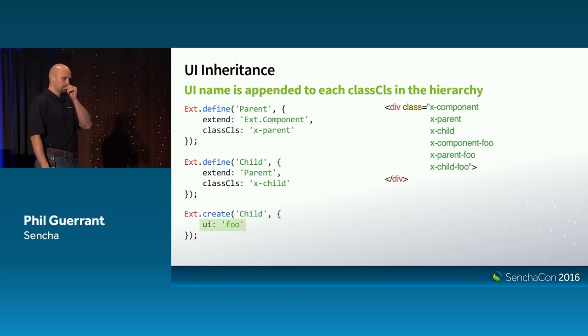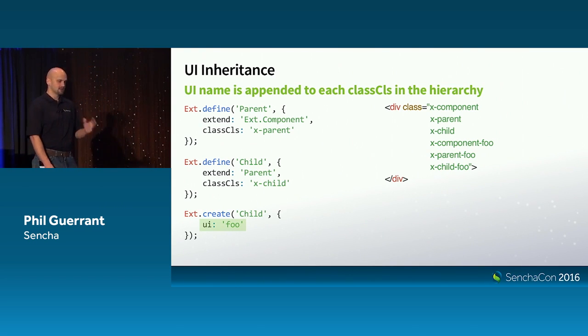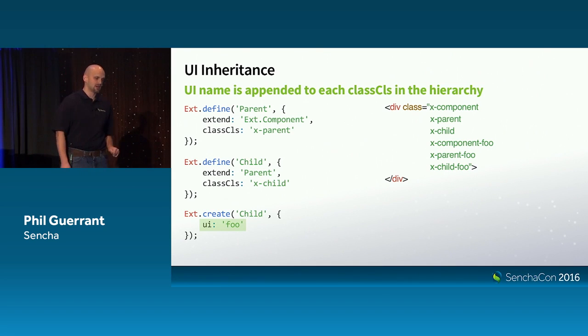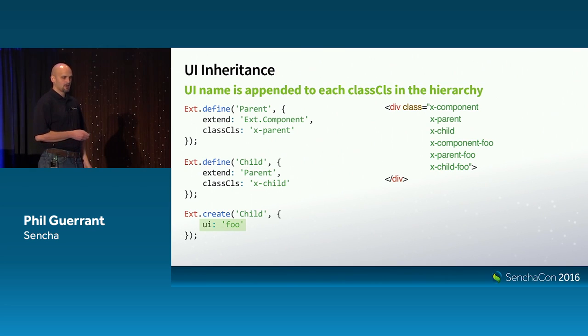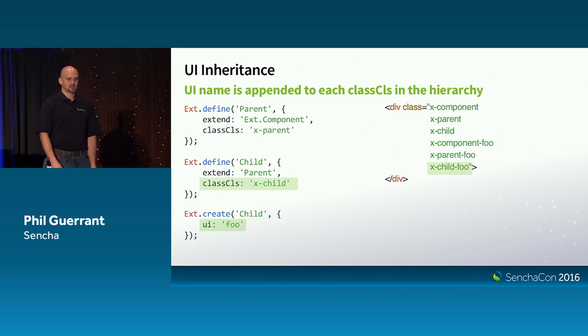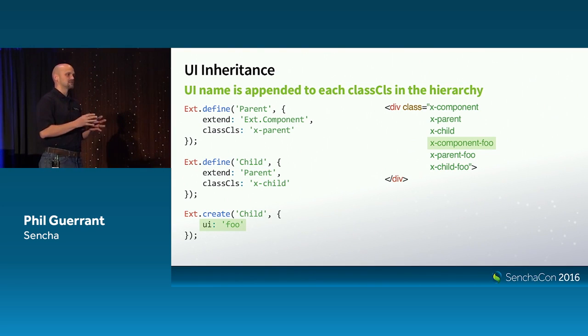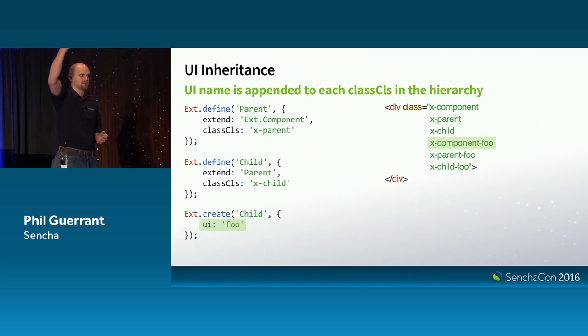If we were to create an instance of this in our previous example, if we were to take that child component, create an instance of it and set its UI to foo, well, that UI name gets appended to each classCls in the hierarchy. So it gets x-parent-foo, x-child-foo, and x-component-foo. So at every level of the hierarchy, the class in question gets an opportunity to add its own styling and/or override some styling inherited from its superclass. And this all happens, once again, via the CSS cascade.